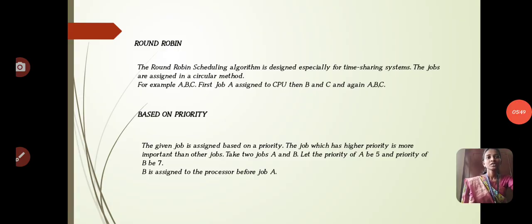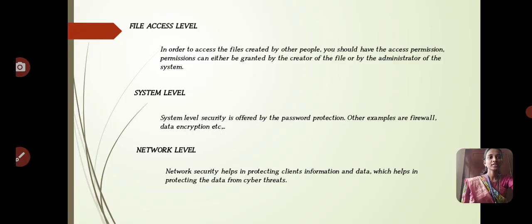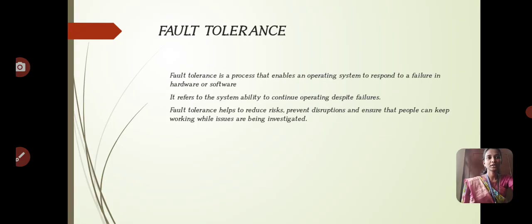Okay. So next one is security management. Security management covers the file access level, system level, and network level. These are the main challenges in the computer and software industry, to protect the user's data from hackers. So these are the three levels of security: file access level, system level, network level.